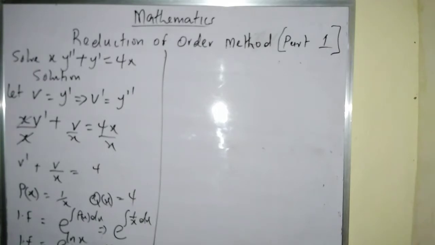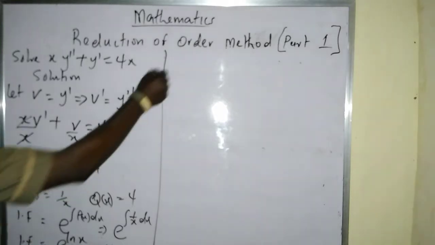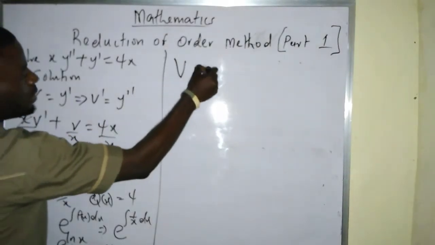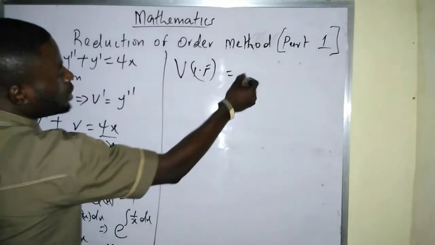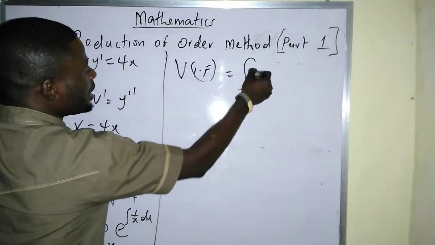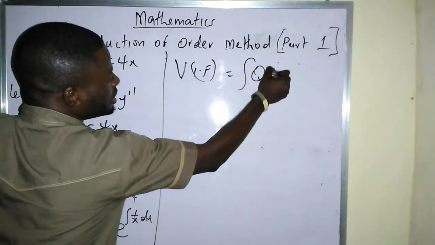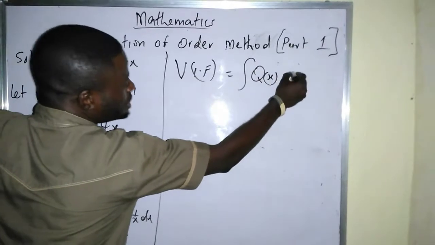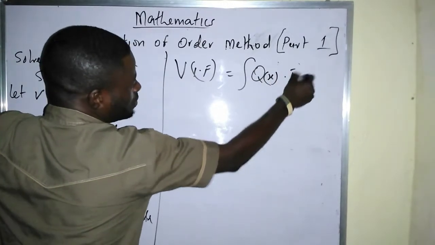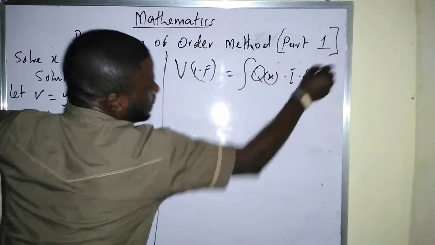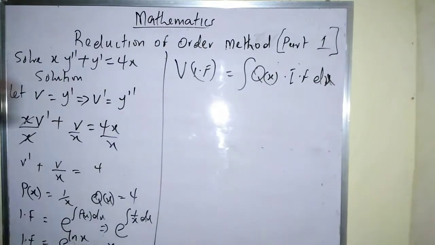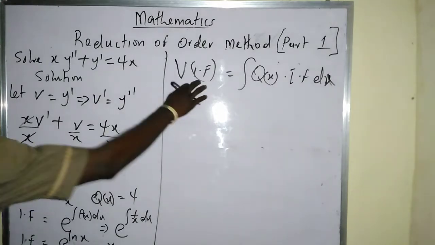x. Now, after having my x, I want to apply my integrating factor. What I will just do is multiply the integrating factor, which equals the integral of Q of x with the integrating factor also with the x. By so doing this, I'm using my integrating factor formula.